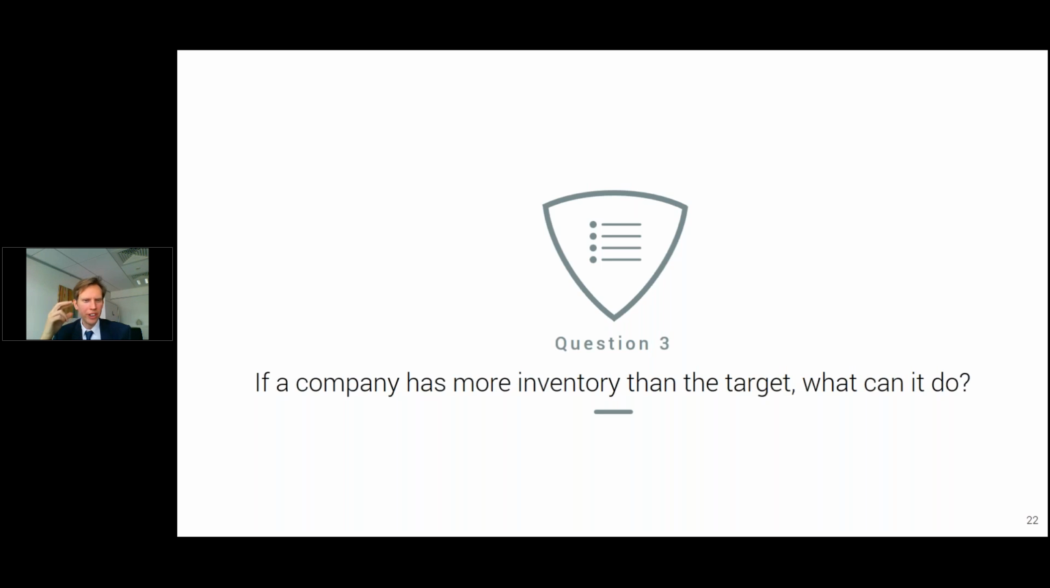Okay, well, question number three is, now suppose I've done a calculation, I've done a benchmark, and I think my company still has much more inventory than the target. Of course, as I said, the first thing I would do is to calculate the target, to get an idea of how much there is to gain, and what is the real achievable inventory level that we could imagine. But then there are a couple of other things we can do that go outside of the calculation.